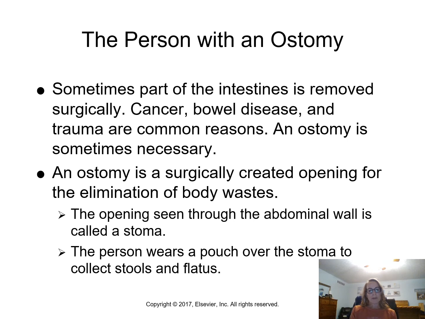All right, talking about ostomy care. Sometimes part of the intestine is removed surgically because of cancer, bowel disease, or trauma, and an ostomy is sometimes necessary. It's a surgically created opening for the elimination of body waste, and there will be a stoma, and the person would wear a pouch to collect their stool and their flatulence.